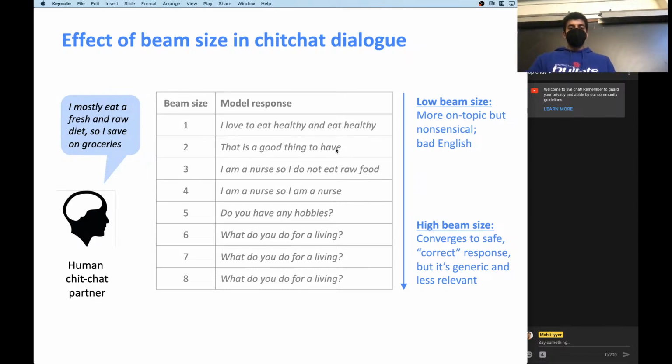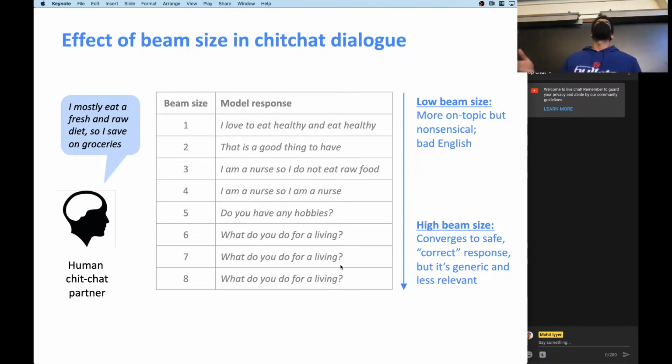That is a good thing to have with beam size of 2. Not a great response. I am a nurse, so I do not eat raw food. I am a nurse, so I'm a nurse. Do you have any hobbies? I guess not at all interested in this input. And then you can see that it kind of collapses to a single response after this. What do you do for a living?